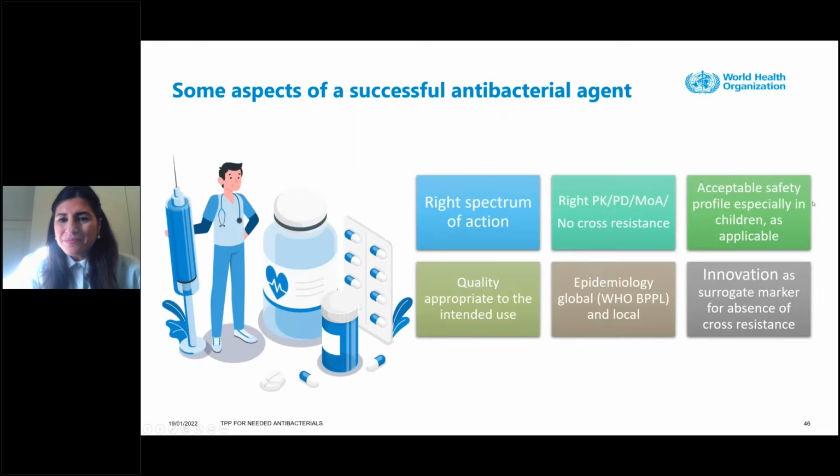Next slide, please. So what should a successful drug product look like? Well, it should have the right spectrum of action, the right PK/PD and the mechanism of action with no cross resistance, and an acceptable safety profile, especially in children if it is applicable. The quality should be appropriate for the intended use. It should take into account the global epidemiology that is described by the WHO bacterial priority pathogen list. And ideally it should be an innovative product, because innovation is also a marker for the absence of cross resistance.